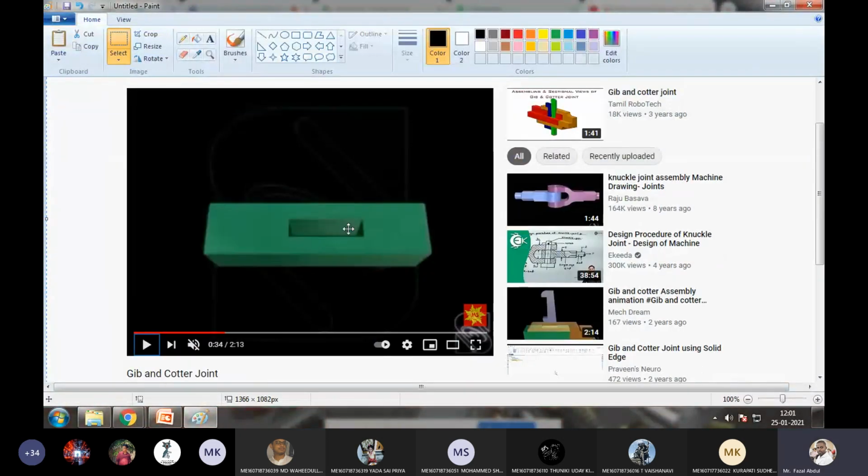See here, this is the rod. What happens if it is failure in shear? Now the cotter and gib is going to be inserted in this hole. Because of that insertion, now another load is applying in this manner.